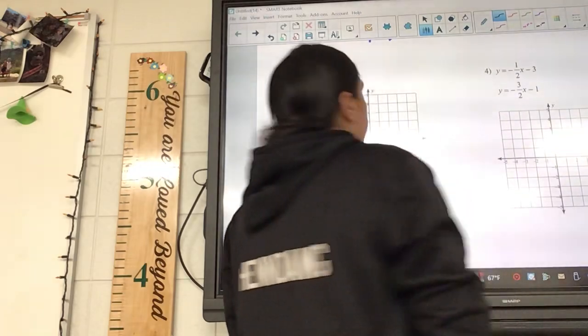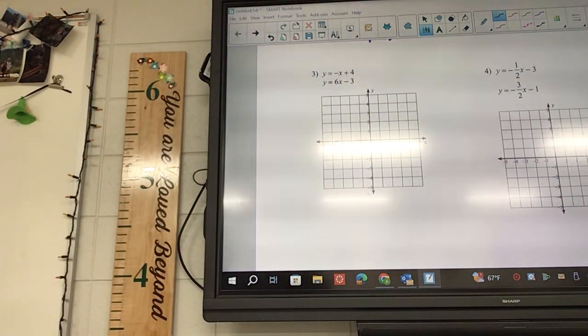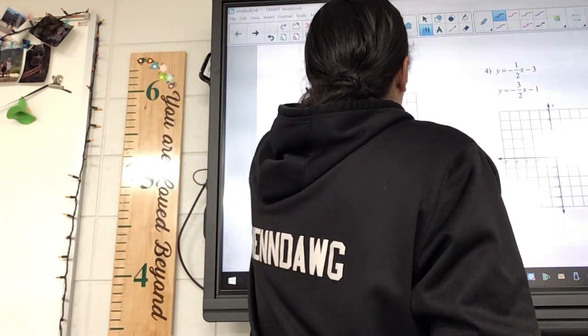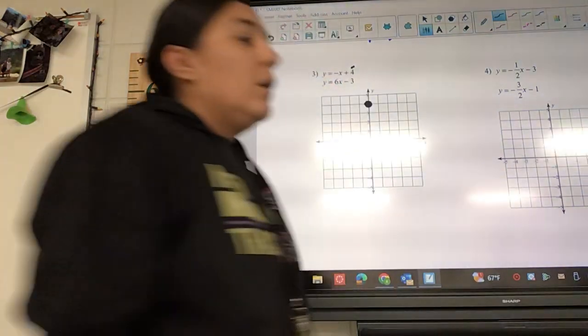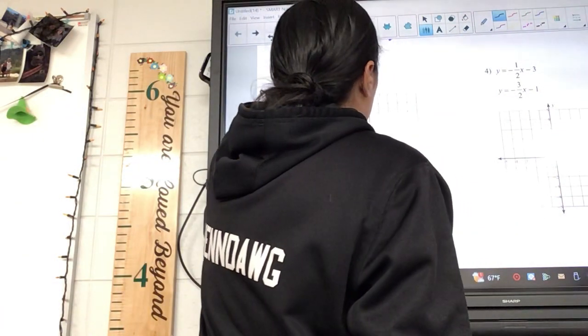Okay, number 3, line 1 starts where? 4. At 4. Okay, so again, we're using this number first. So it starts at 4, so you're going to go to the Y line and put the 4. What is my slope? 1 over 1, negative. Okay, so we're going to go up 1 and to the left 1 as many times as you can.